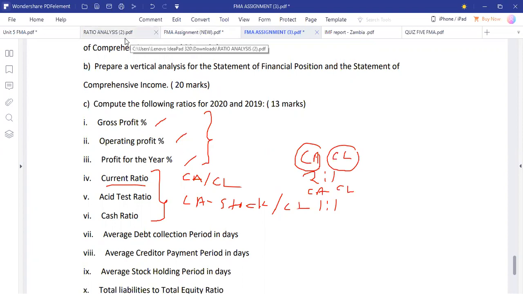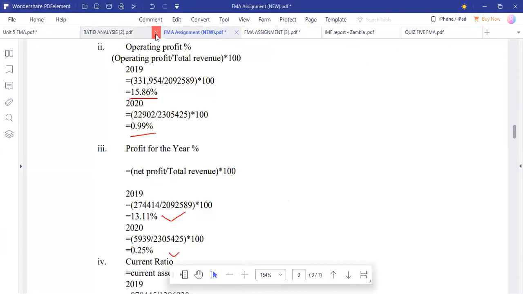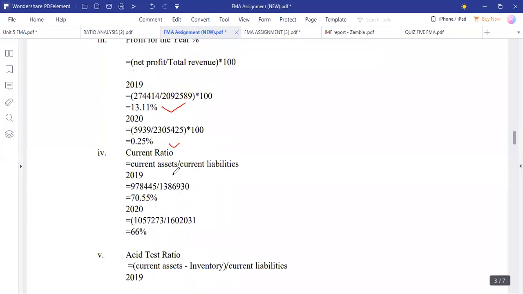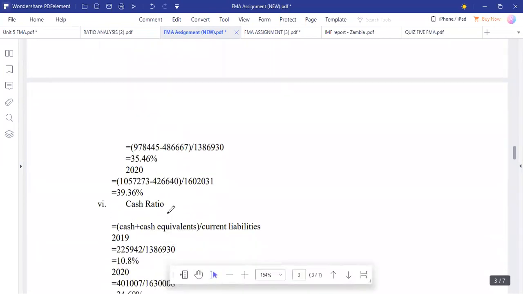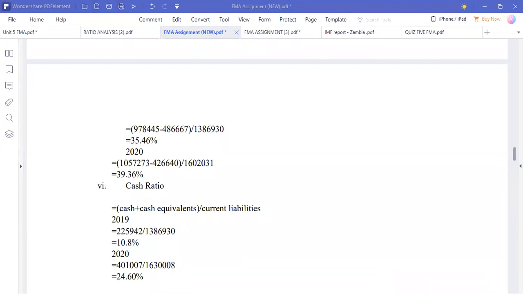All right. So how about the cash ratio? The cash ratio is simply our cash plus cash equivalents over our current liabilities. So the cash ratio is cash plus cash equivalents over current liabilities. It's just the cash, where a creditor comes in. I'm sure you want to ask what it entails and its use, isn't it?